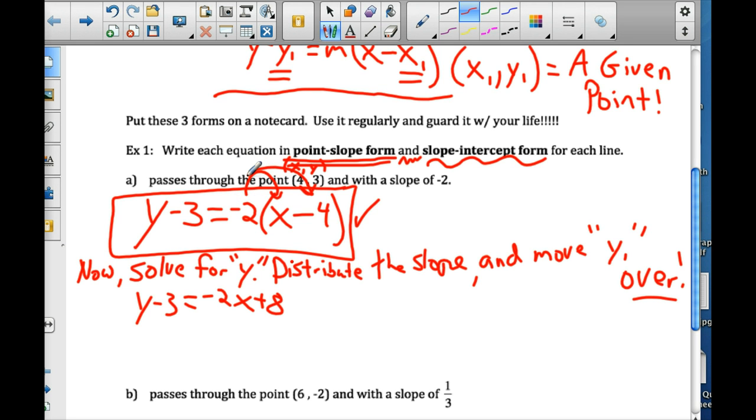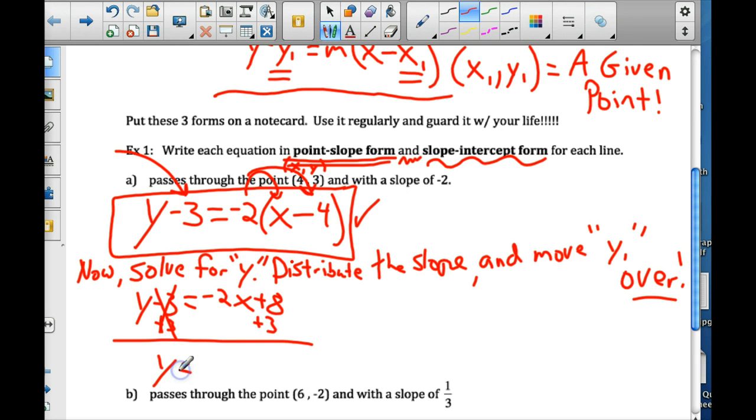Distributed the slope. Now, what would you do to both sides to get y by itself? You want to move that negative 3 over. Good, Will. Plus 3. Let's everybody add 3 to both sides. Make sure you put them in the right columns, people. Move y1 over, because remember, this was y1. So we distribute, and then we move y1 over.